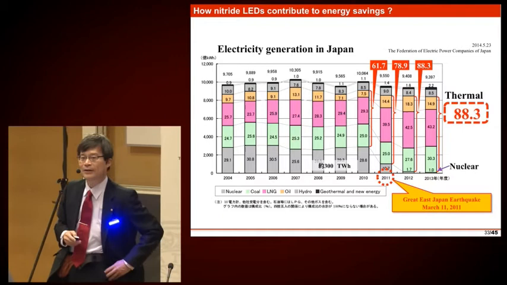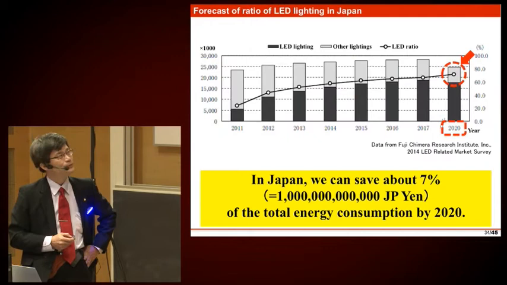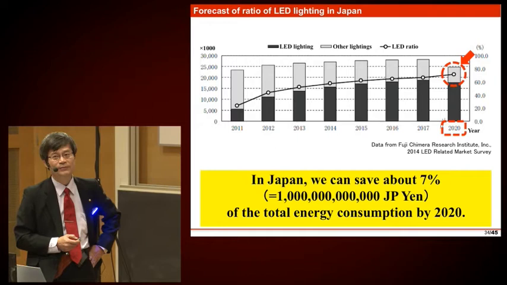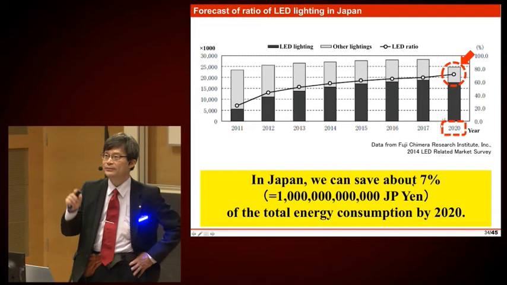So how do LEDs contribute to energy savings? By the year 2020, about 70% of lighting will be LED. So we can save about 7%. About a quarter of the 30% can be saved by LEDs.